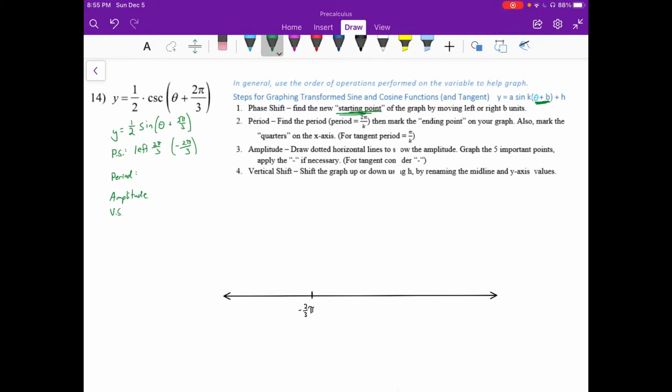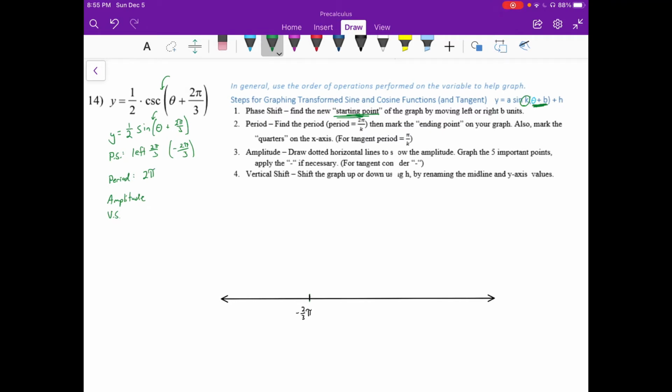Next, we go to the period. The period is 2 pi divided by whatever's multiplied by theta. Nothing special is multiplied by theta out here, so the period is 2 pi over 1, which is just 2 pi. Then we're going to find our ending point. Remember, to find the ending point, we take our starting point and add the period. Starting point plus period gives us the ending point, the end of our first cycle.